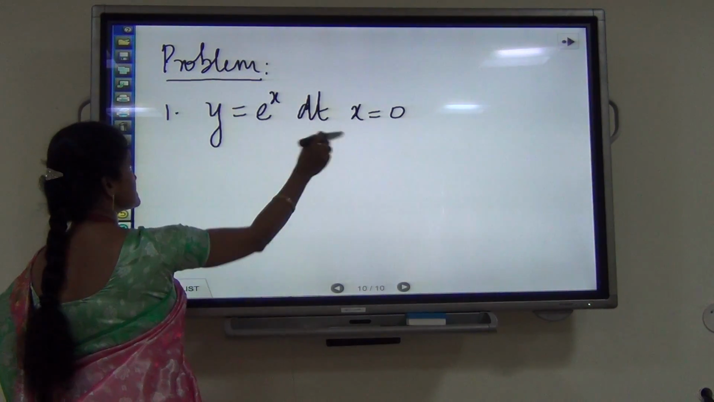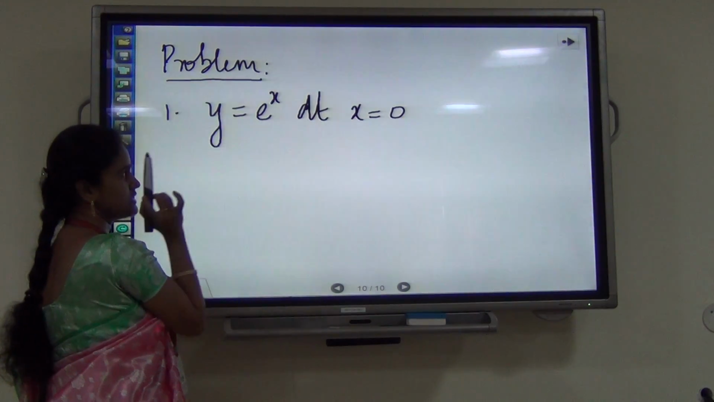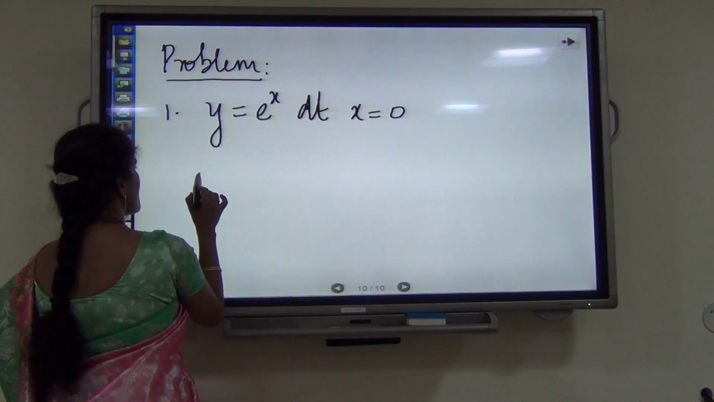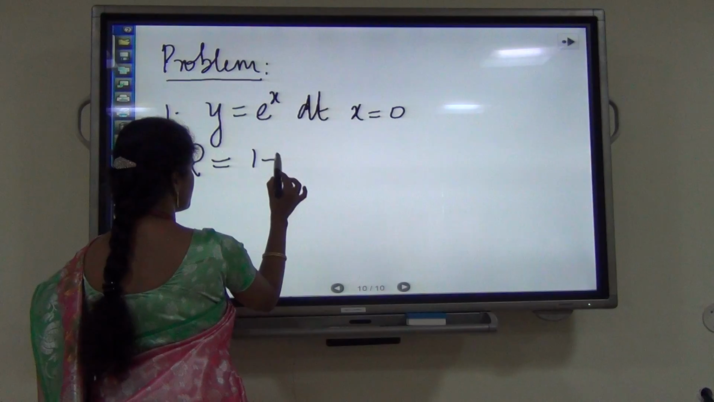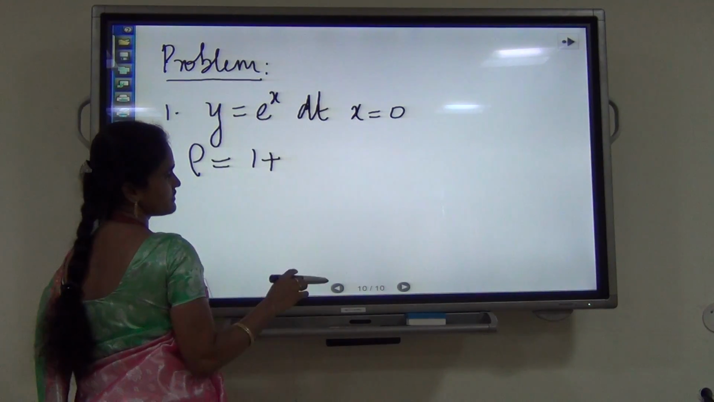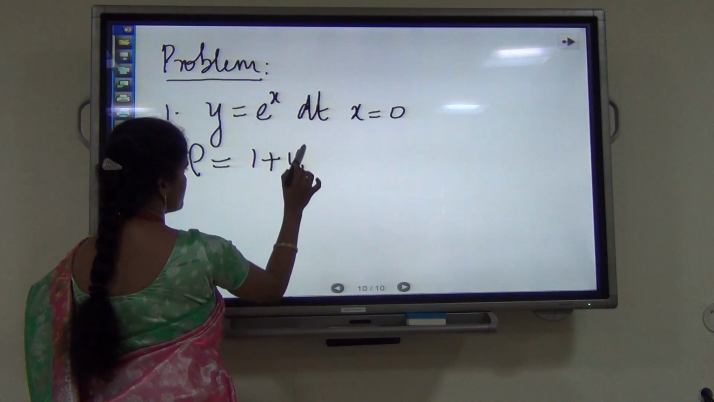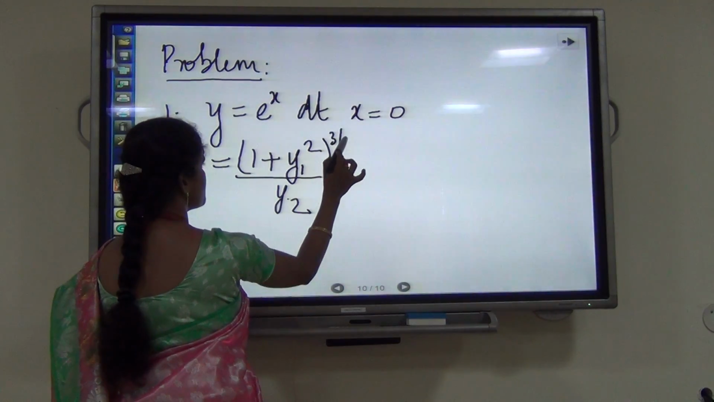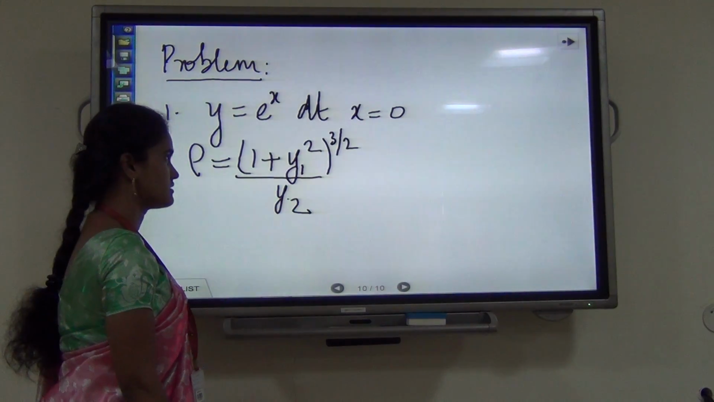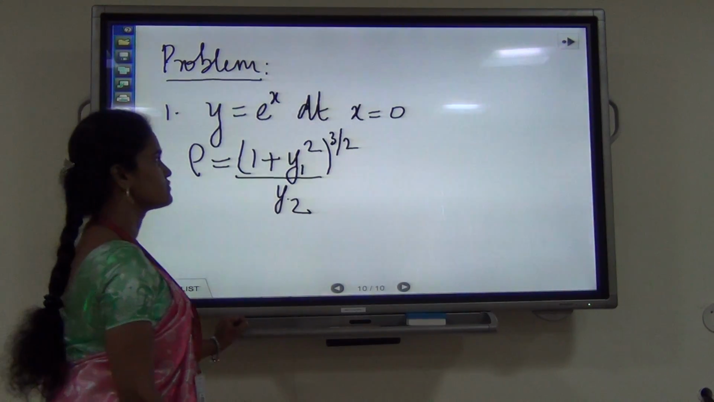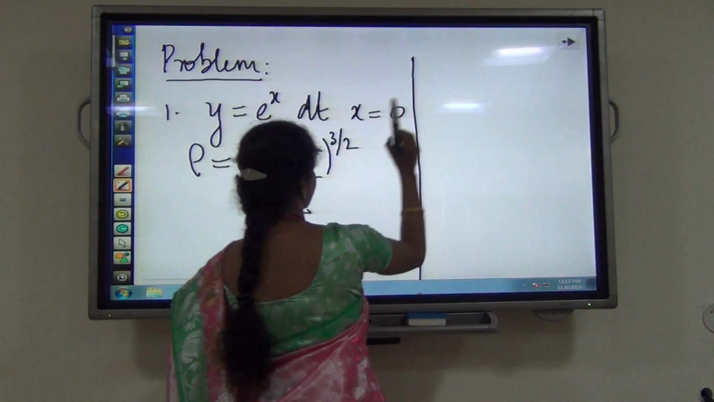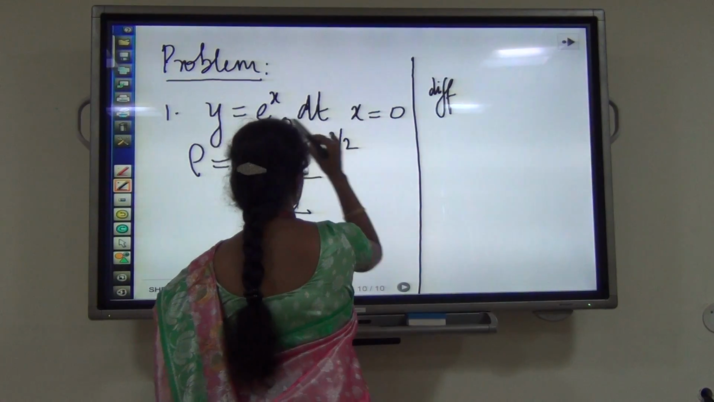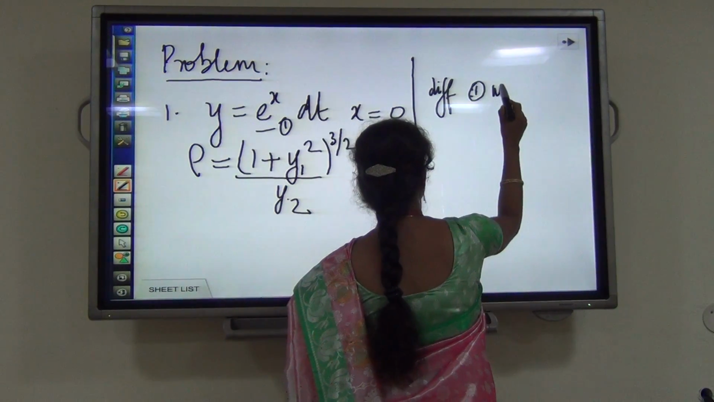Now, if x is equal to 0, it means that y is equal to 1. So here it is mentioned about x equal to 0, and it is understood what the value of y is. What is the radius of curvature formula? It is a Cartesian curve, y is expressed as a function of x, so rho is 1 plus y1 square to the power 3 by 2, by y2. Let us find what y1 and y2 are. How do you find y1 by knowing y? We differentiate. We can take this as the first equation. Differentiate the first equation with respect to x.